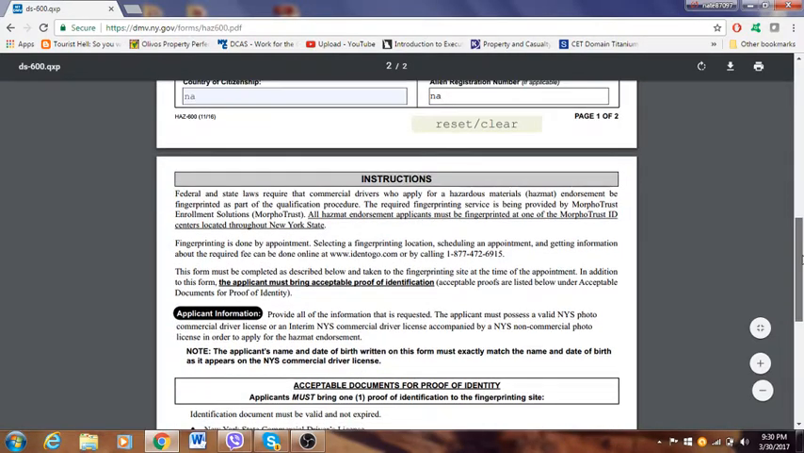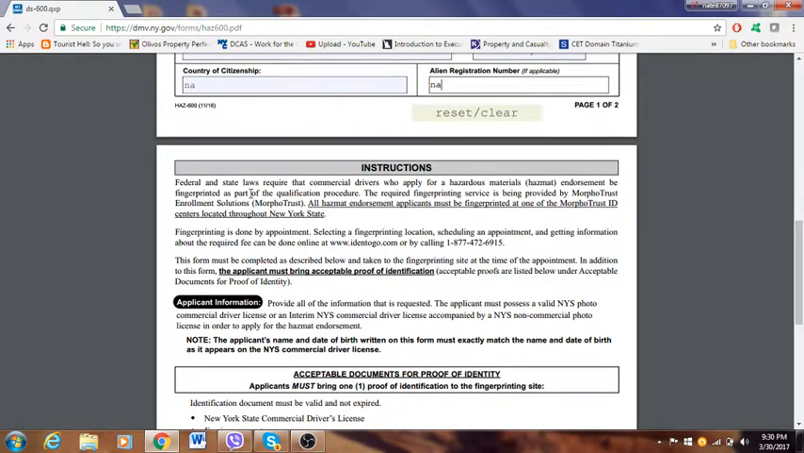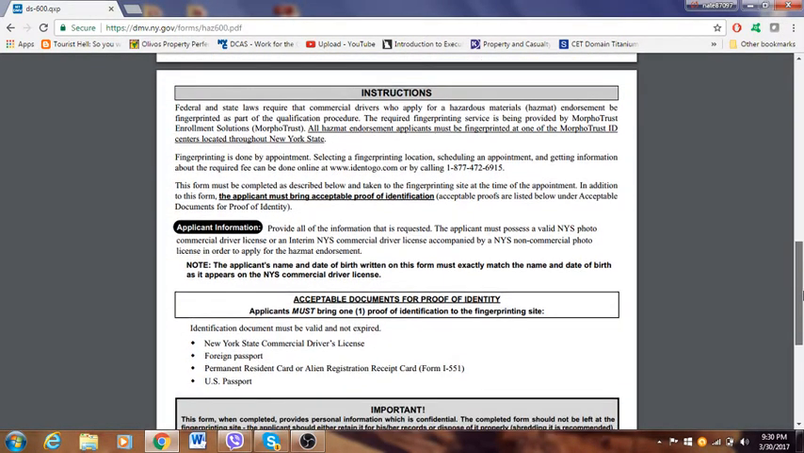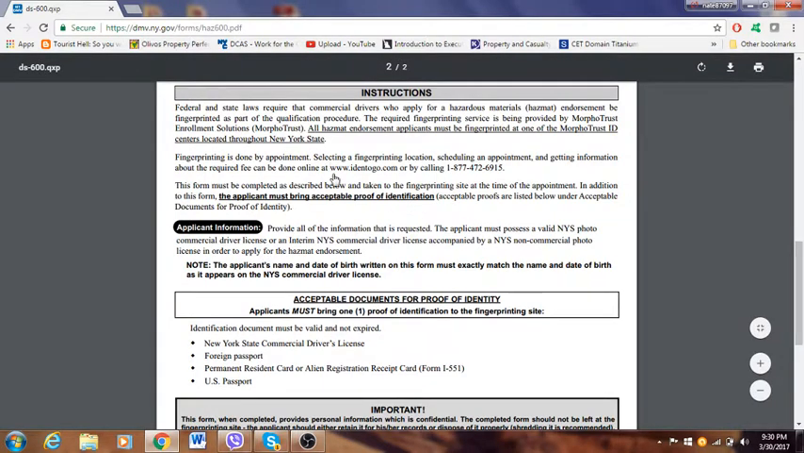and basically it tells you that federal and state law requires a commercial driver who applies for a hazardous material endorsement to be fingerprinted as part of the qualification. So you see this place, MorphoTrust ID. This is a place where you have to go to get fingerprinted. You can either call them at this number, or you could go to the website. I will actually show you how the website looks, so that you get familiar with it. Once you go here, they'll schedule your fingerprinting.